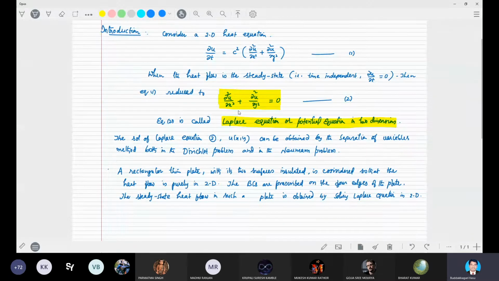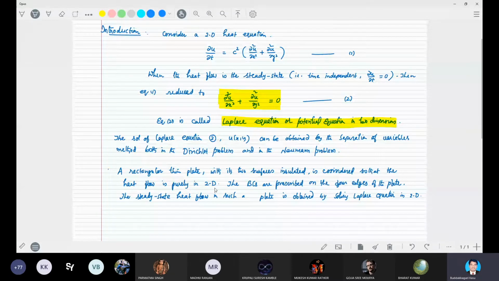Now let's consider a rectangular thin plate, because this equation governs the heat flow in a two-dimensional plate. Here the two-dimensional body we consider is a rectangular thin plate, where the two surfaces of the plate are insulated, so that the heat flow is purely two-dimensional. Here I am drawing the figure for your convenience.